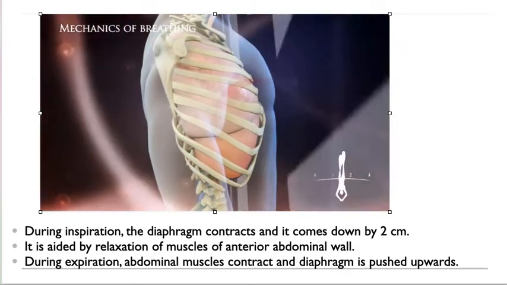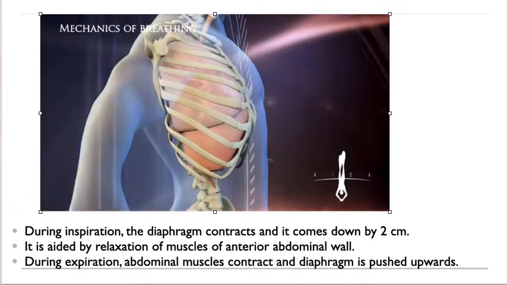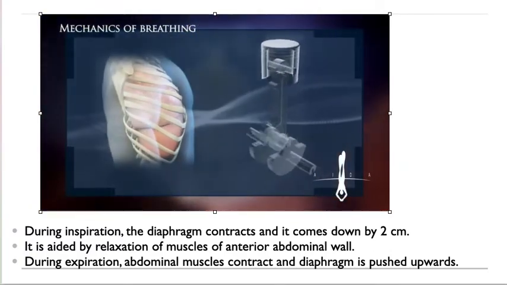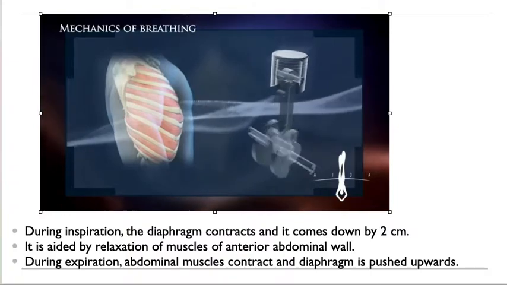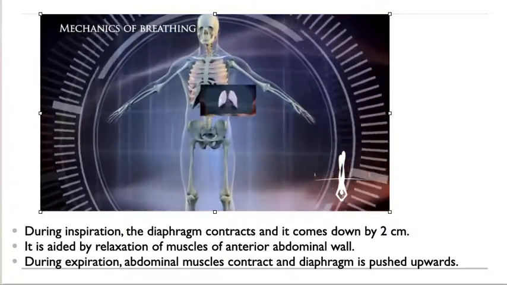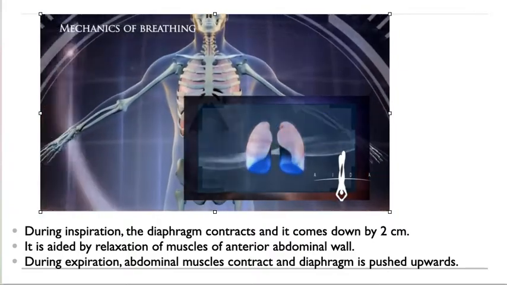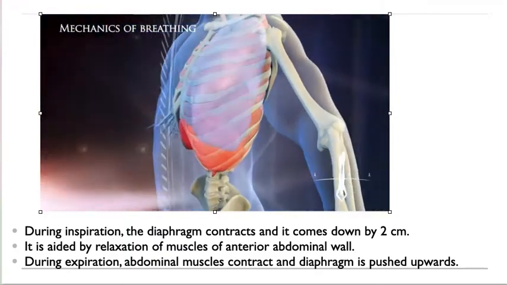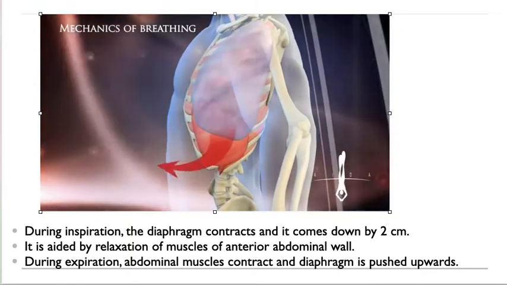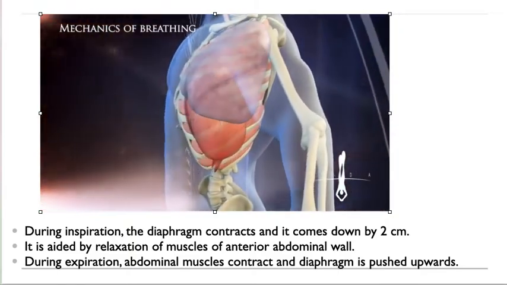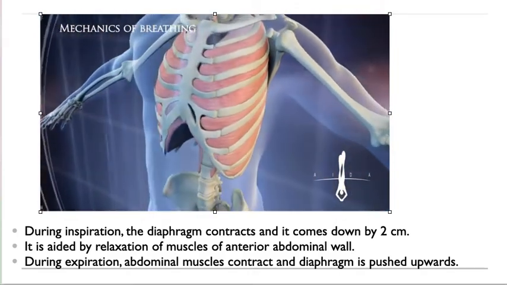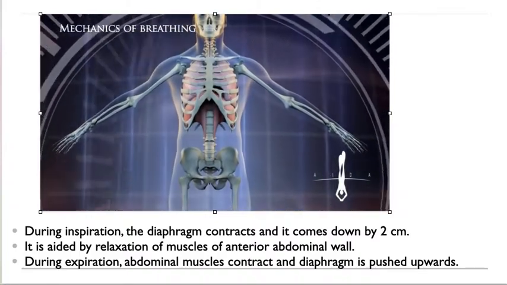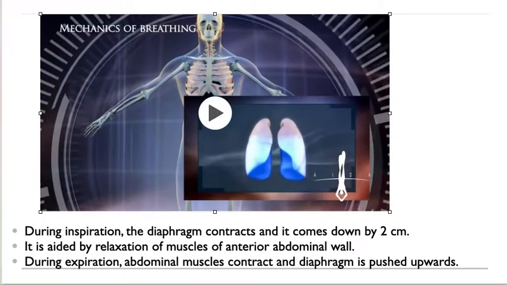This is expiration and this is aided by the intercostal muscles. And this is called the piston movement. You can see the movement of the thoracoabdominal diaphragm up and down.